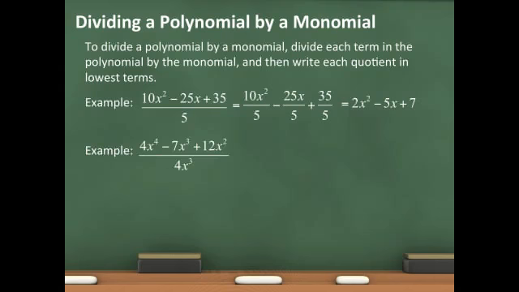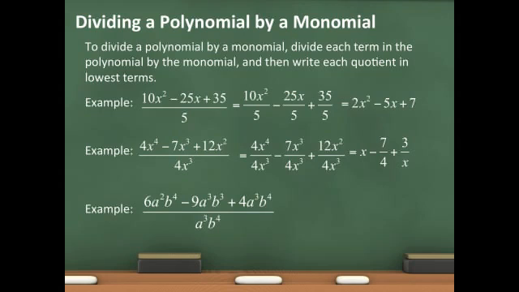In the next example, we have the polynomial 4x to the fourth power minus 7x to the third power plus 12x squared divided by 4x to the third power. Again, we can rewrite the problem as 3 fractions and divide. Our final answer is x minus 7/4 plus 3 over x.